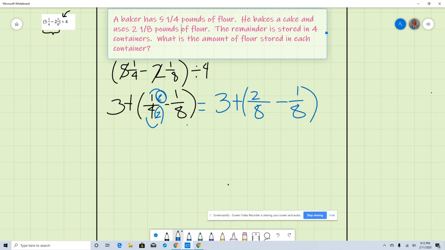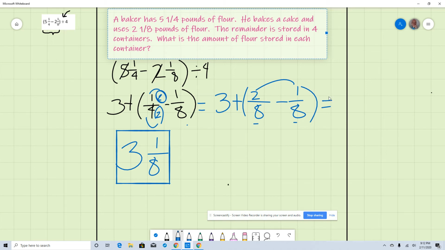And that's the simplicity and the beauty of fractions when we have common fractions. Do you see this right here? So now that total is going to be 3, and 2 minus 1 equals 1, and the denominator is the same. So your answer is 3 and 1/8 left. Now we have divided by 4. So this has to be divided by 4 in 4 parts.